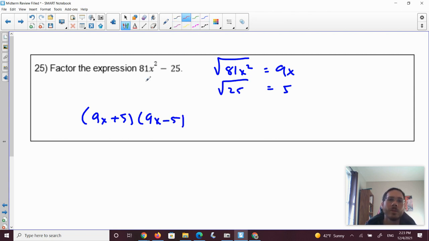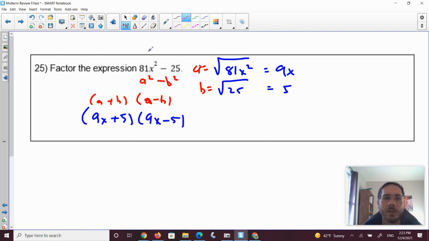Again, this is in the form of a squared minus b squared. This is going to give us a. This is going to give us b. So we know we need to end up with a plus b, a minus b. And that's it. Number 25 is done. It's a quick one. It's supposed to go by pretty quickly.